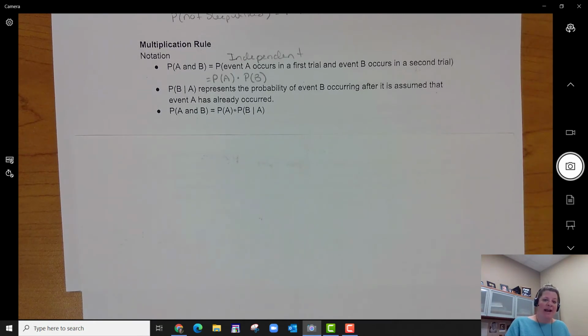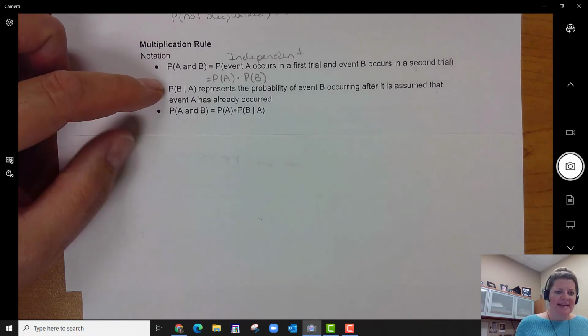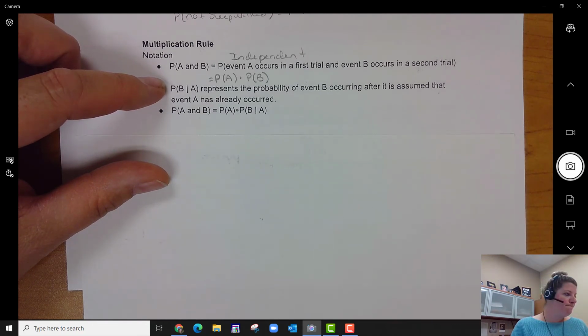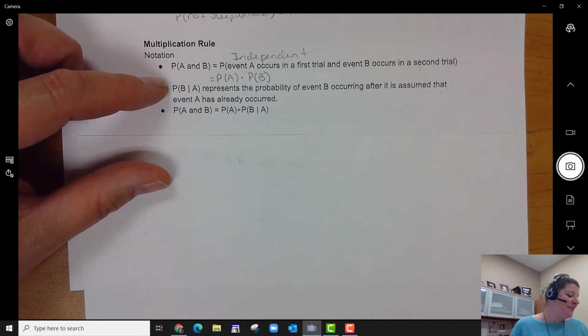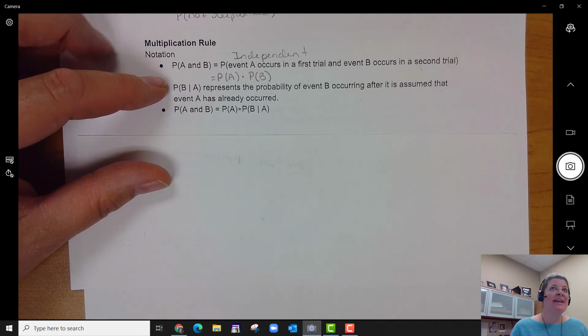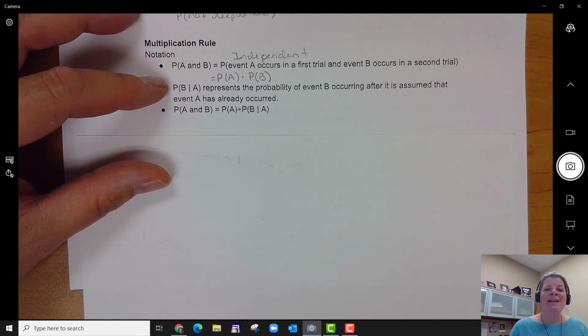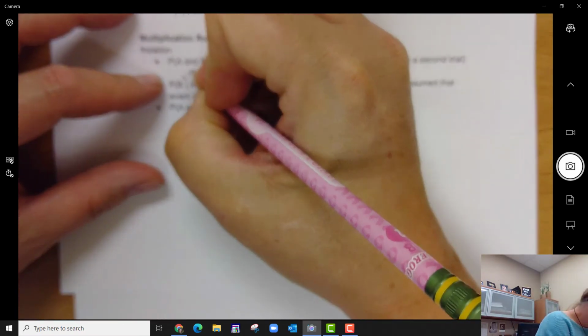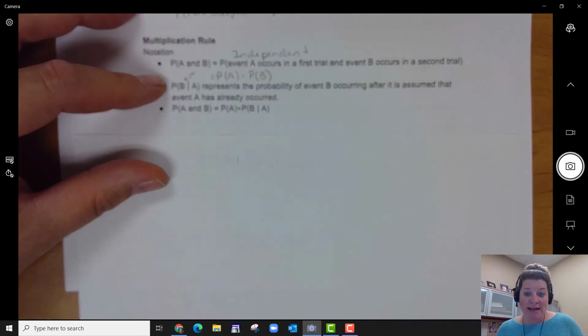This next part has to do with being dependent. So this symbol, we'll do more of these in the next section. But what this symbol is saying is, and now I can't think of the word. It represents the probability of event B occurring after it is assumed that event A has already occurred. So B if A has already occurred. Oh, B given A. There's the word I was looking for. Think of this as kind of like given. Okay, B given A has already occurred.